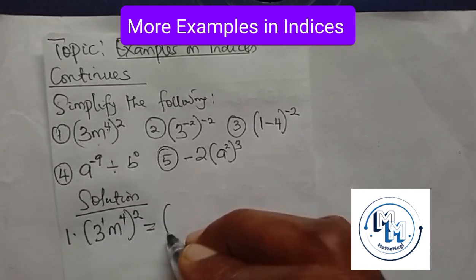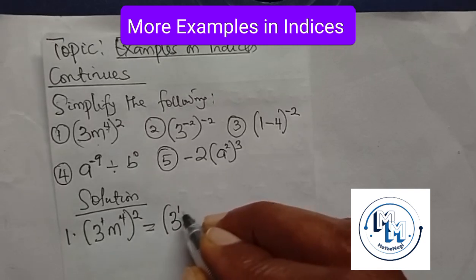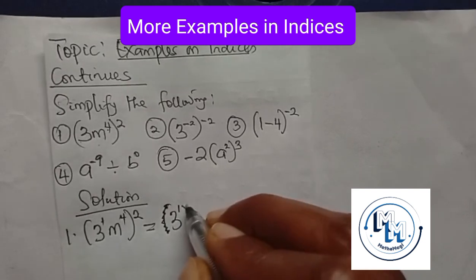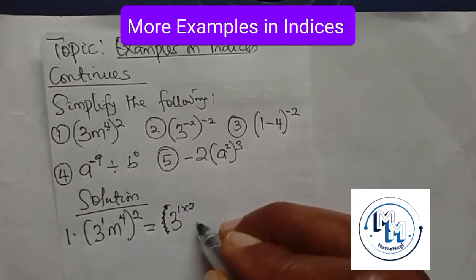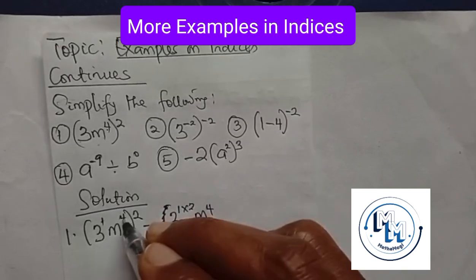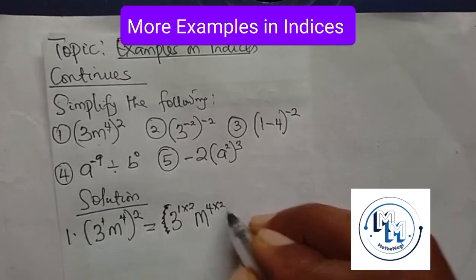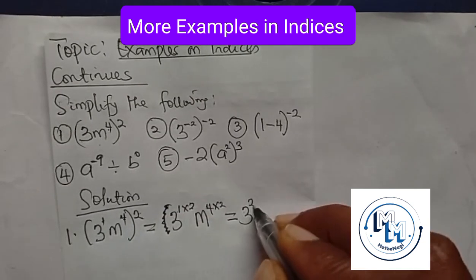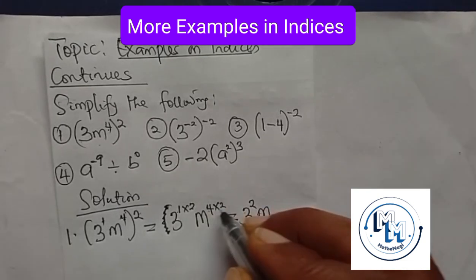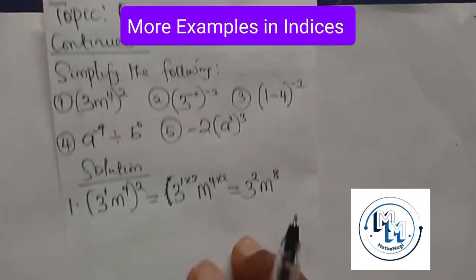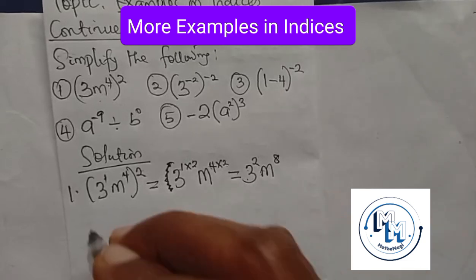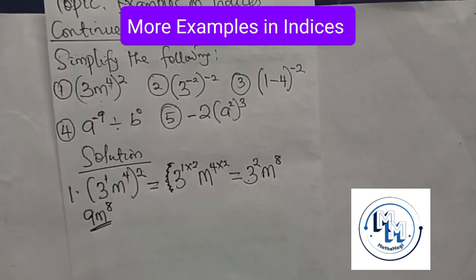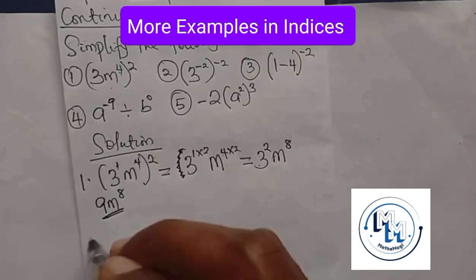So I'm going to have 1 times 2, this 2 is the power outside. Then for m, I have 4 times 2. 1 times 2 is 2, so I'm going to have 3 power 2, m power 8, since 4 times 2 is 8. Then we continue. 3 power 2 is 9. So I have 9m power 8. That's all for this.